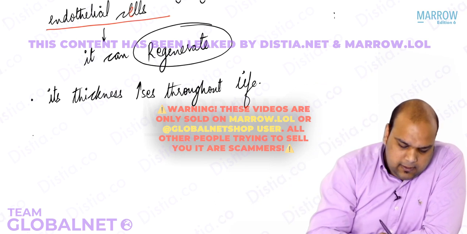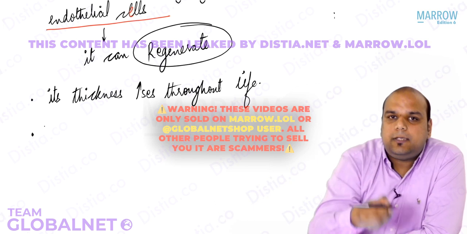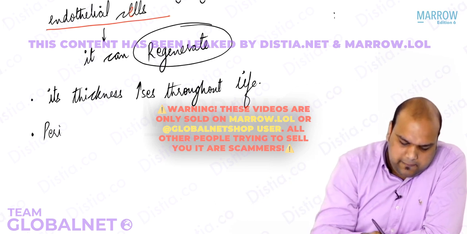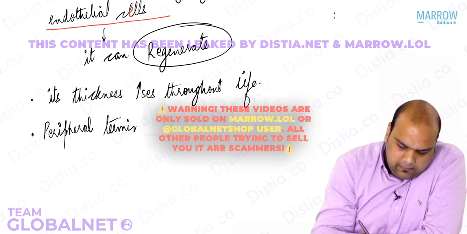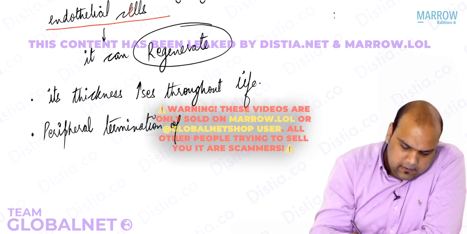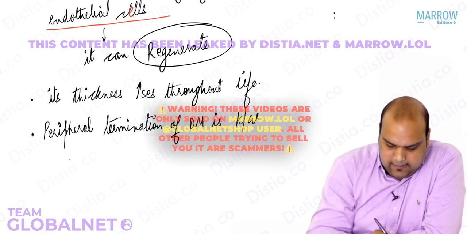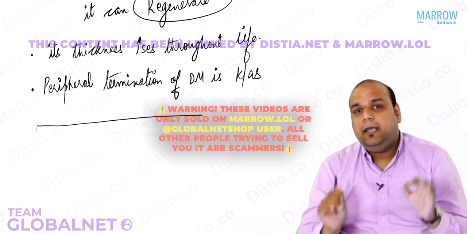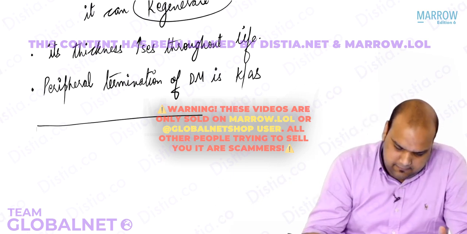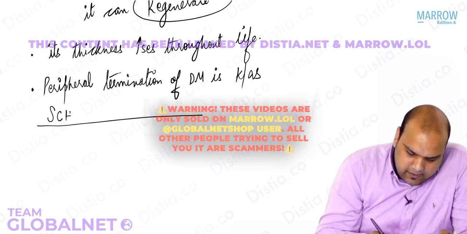Okay? Another important point about Descemet's membrane, guys. This is a question. I'm asking you a question. You can say, a lot of us know this already. Peripheral termination of Descemet's membrane is known as. Anybody? It is known as, yes guys, Schwalbe's line.